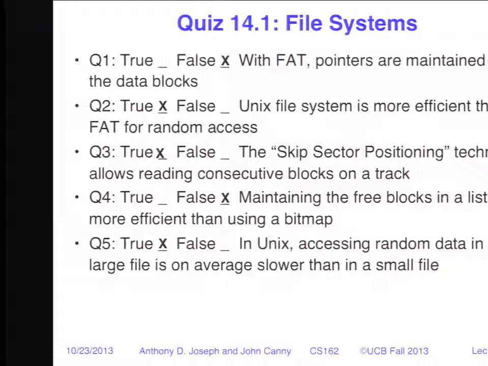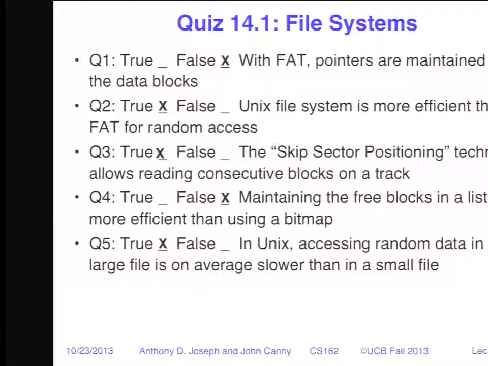Yes? Is there ever a case where accessing random data in a large file is faster on average than accessing data in a small file? So the question is, is there ever a case where accessing data in a large file is faster than in a small file?